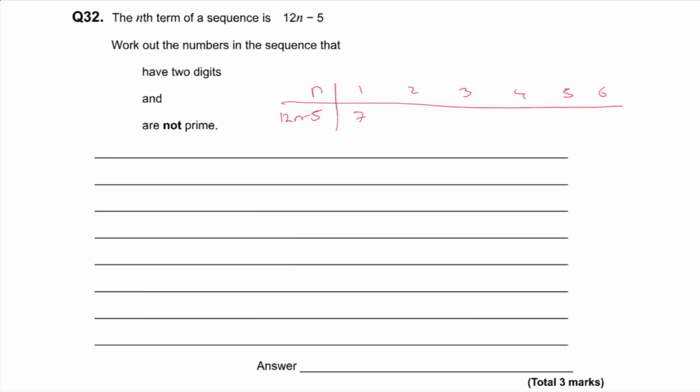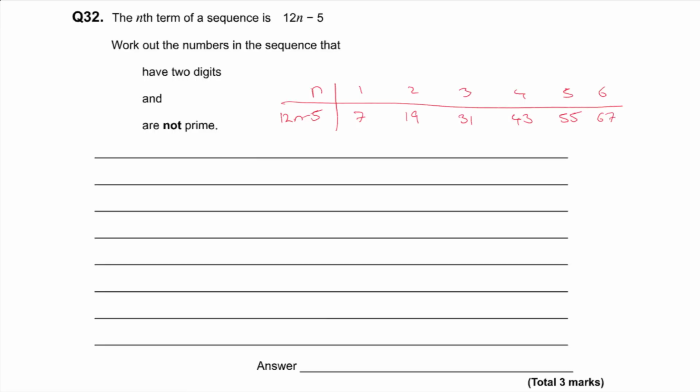Okay? When n is 2, 12n minus 5, 12 lots of 2 is 24, take away 5 is 19. When n is 3, 12 times 3 is 36, take away 5 is 31. When n is 4, 12 4s are 48, take away 5 is 43. And 5 12s are 60, take away 5 is 55. 6 12s are 72, take away 5 is 67.